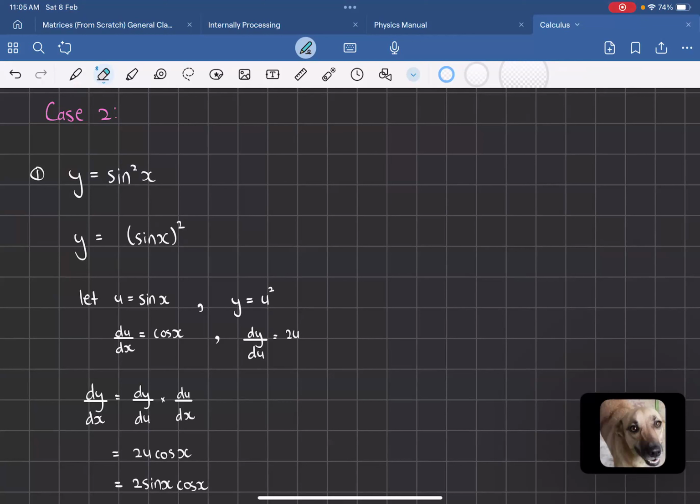Kirsten, send a message to let me know how you're feeling. So I'm going to give you all a question to do, and I want to see the long working. I want you all to differentiate y equals cos squared x. Take a poke at that. Try to differentiate cos squared x using the long method.